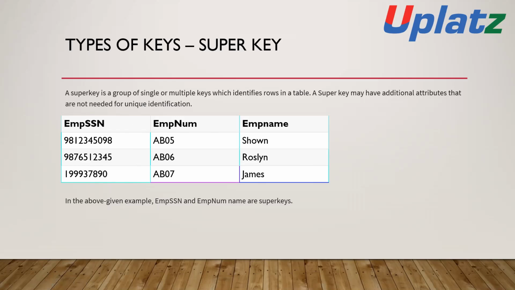A super key is basically a superset of all the keys, wherein you will have one or more keys grouped together to identify each row uniquely, of which two or more attributes might not be of uniqueness. So here in this case, as you see, the num and name column are not showing as much importance as SSN alone can identify that unique row.